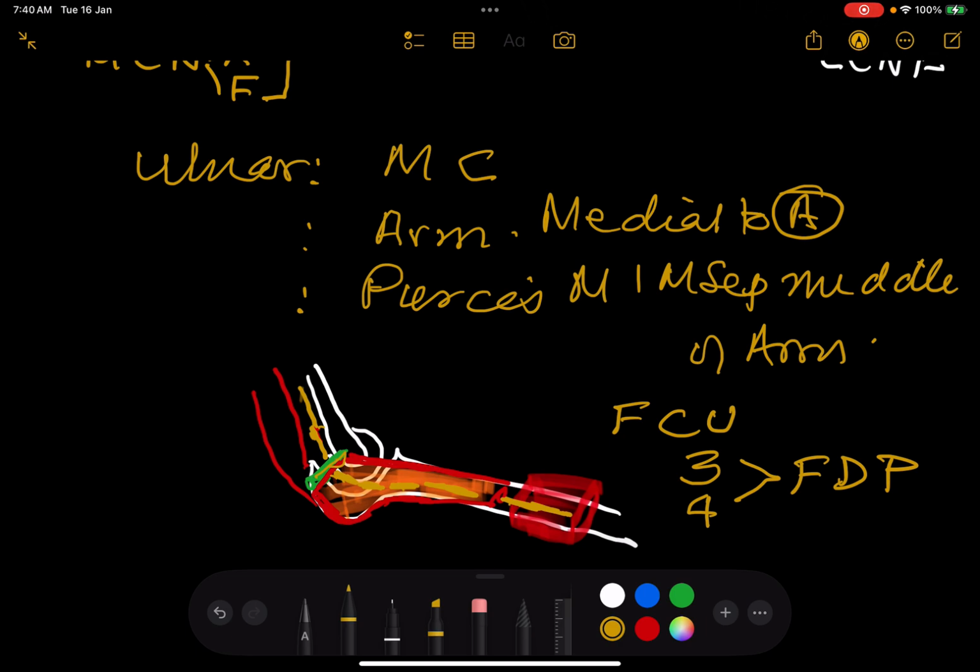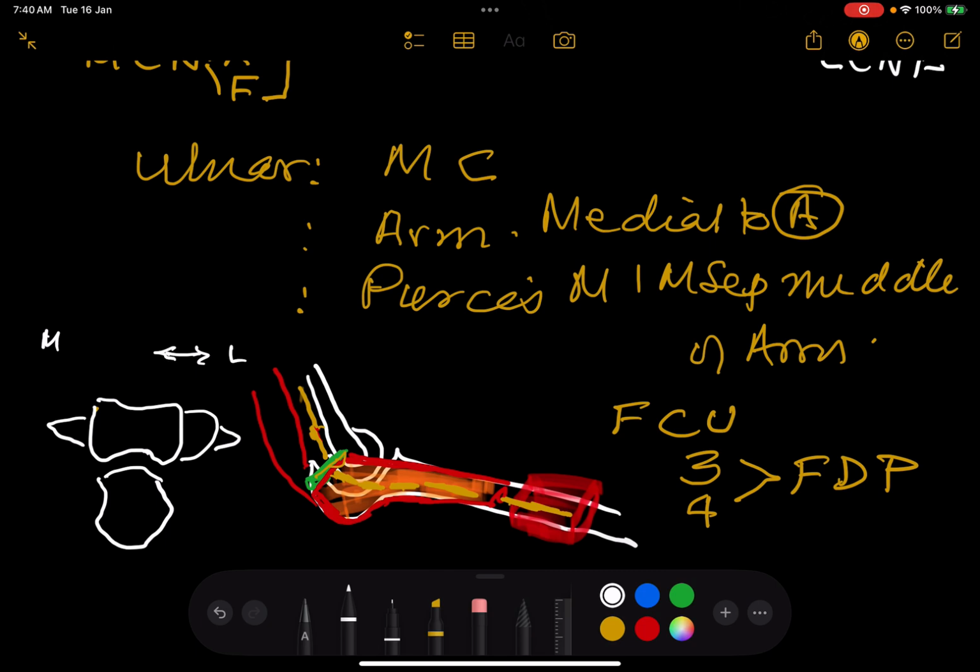Now this space which we'll try to show you in a section. Here is the trochlea seen from above. Here is the medial epicondyle. Here is the olecranon, the posterior border of ulna, seen in a section. Here is the capitulum and here is the lateral epicondyle. So this is lateral, this is medial.